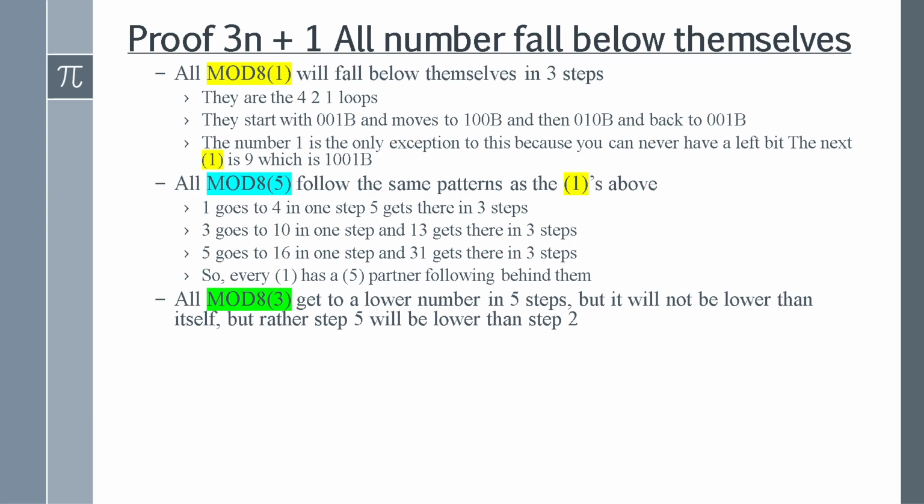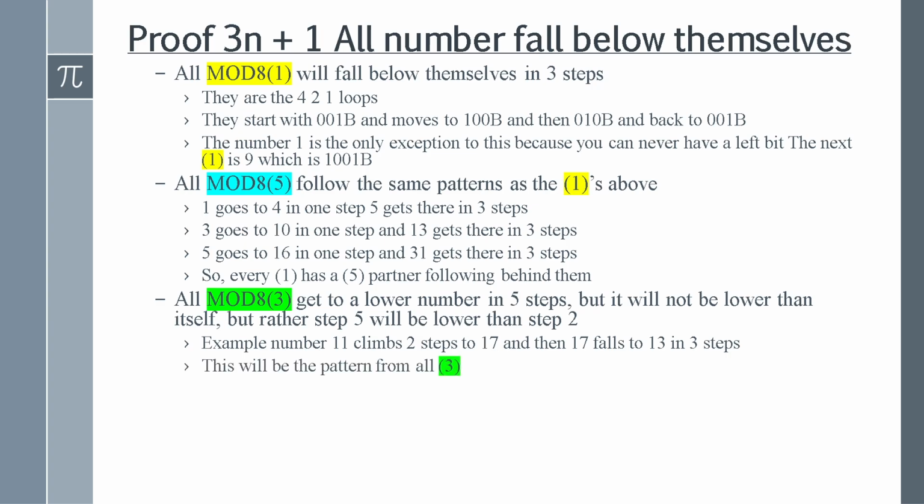All mod 3s get to a lower number in 5 steps, but it will not be lower than itself. Step 5 will be lower than step 2. For example, 11 climbs 2 steps to 17, 17 falls to 13 in 3 steps. This will be the pattern for all mod 3s.